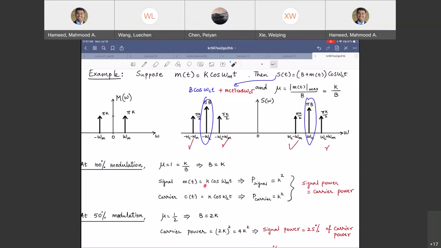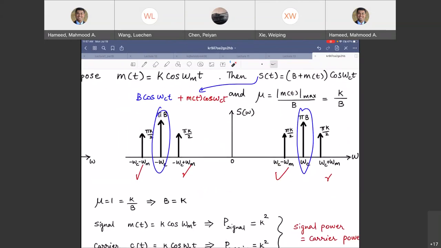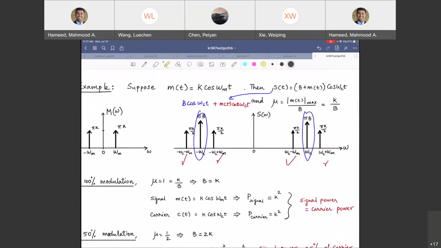The power would be what? The power would be K squared. How about the carrier? The carrier is here and here. By the way, is this suppressed carrier transmission or not suppressed carrier transmission? Do you see the carrier here or not? Yes, I see it here and I see it here. If I didn't see it, if I just saw this, this, this, and this, I would have called it suppressed carrier. But because I see the carrier, which is coming from what? It is coming from this guy, right? The B, the bias.